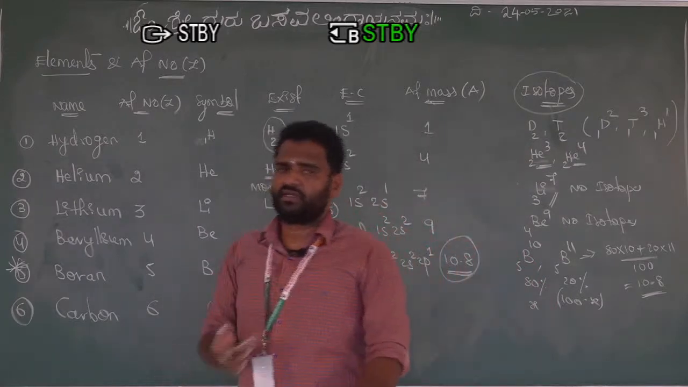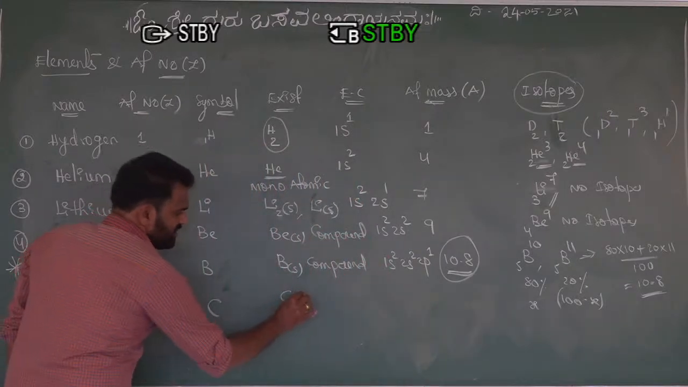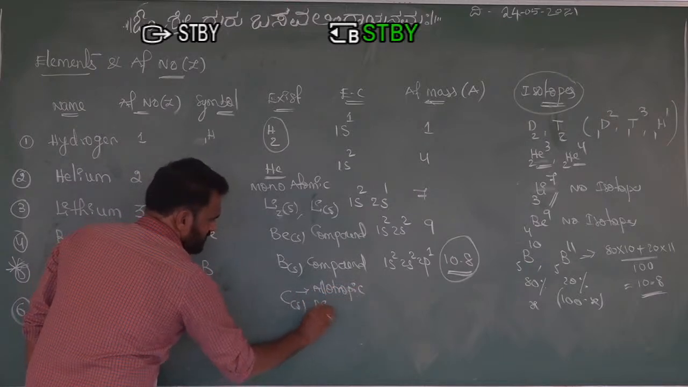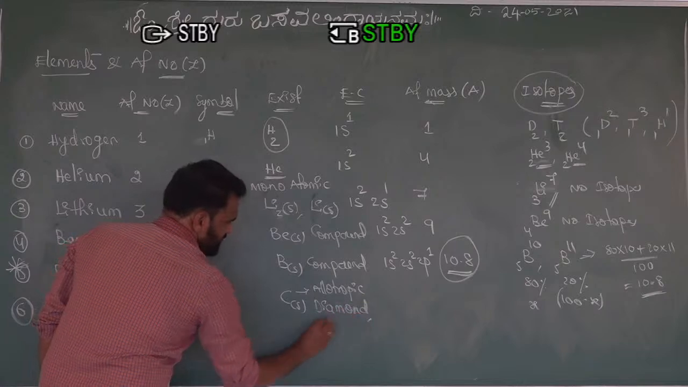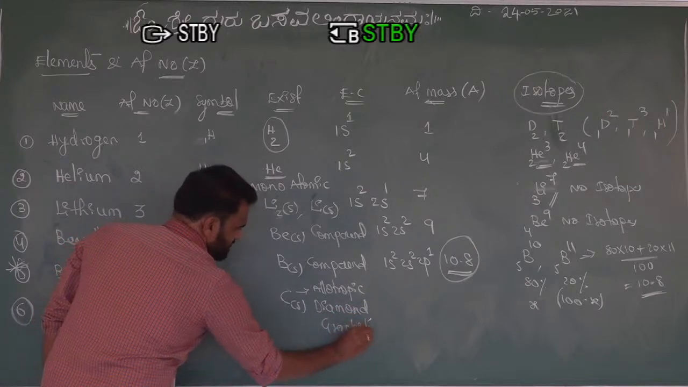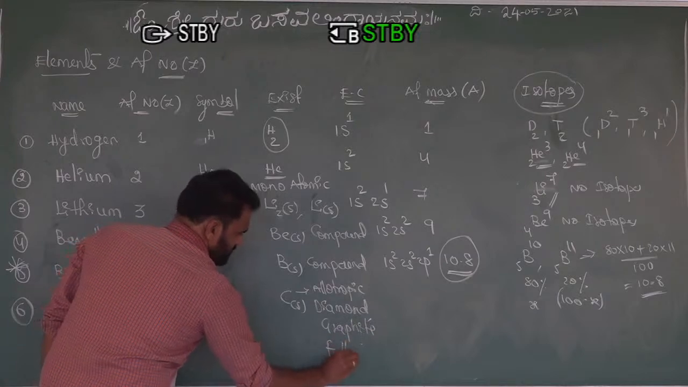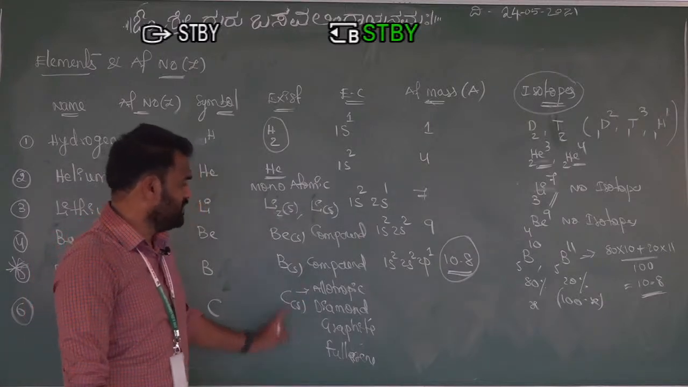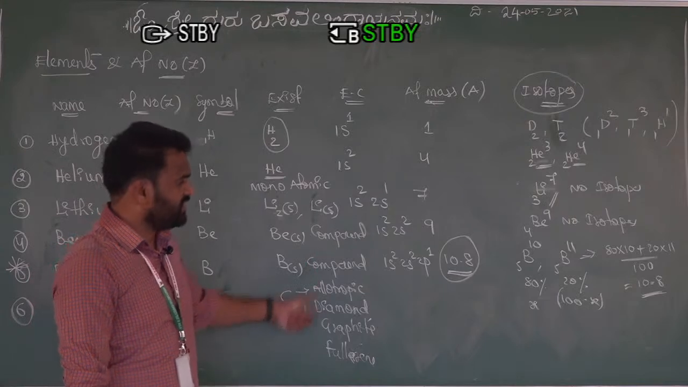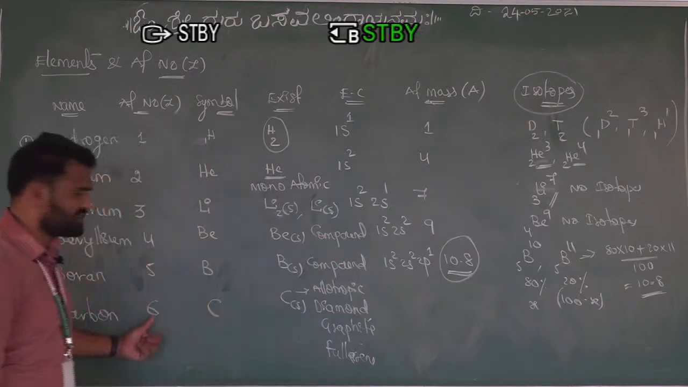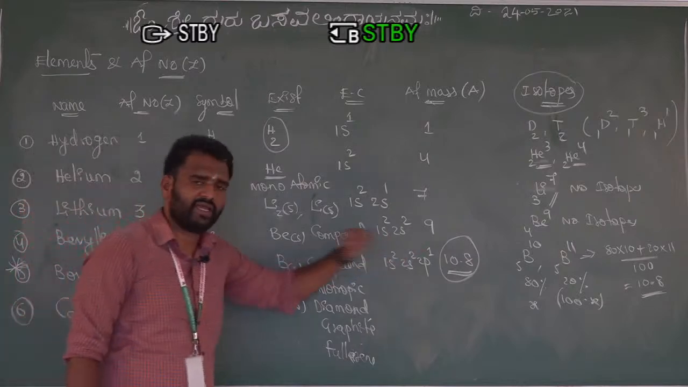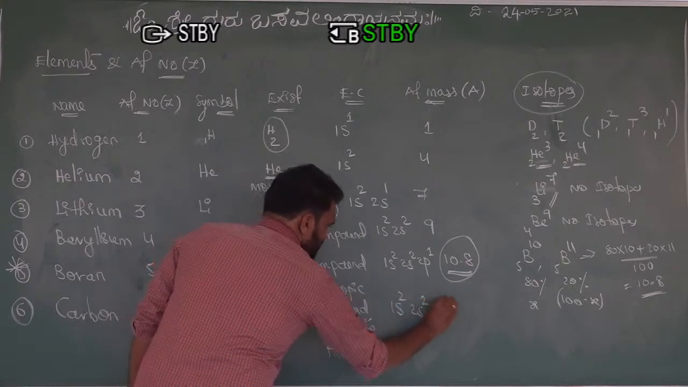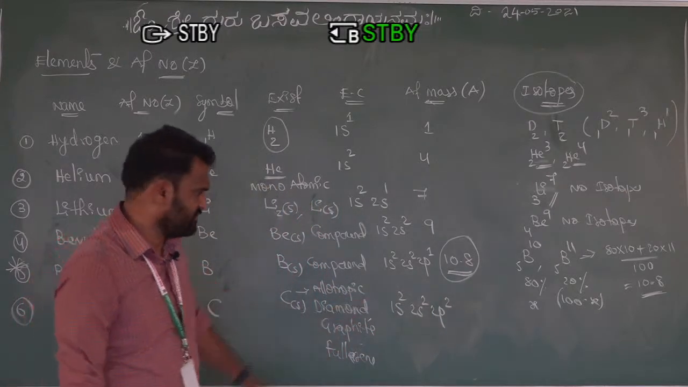From these you will get the carbon element. It will exist in allotropic forms: diamond, graphite, and fullerene. Carbon is available in these forms. Then, the atomic number is 6, so there are 6 electrons in the electronic configuration. The electronic configuration of carbon is 1s2, 2s2, 2p2.